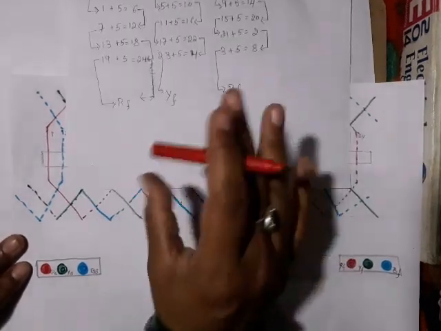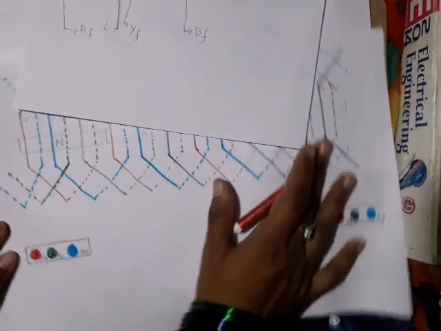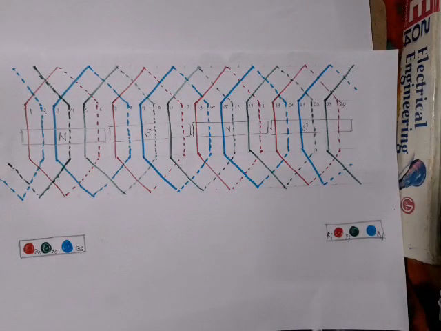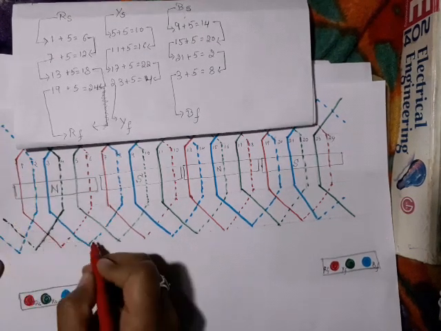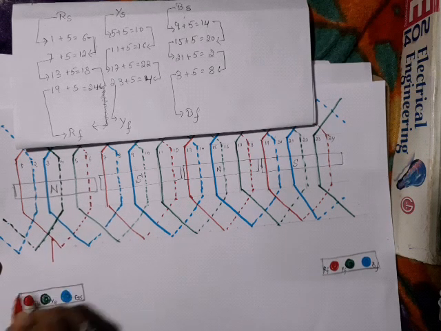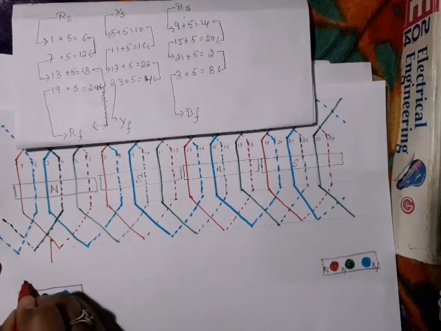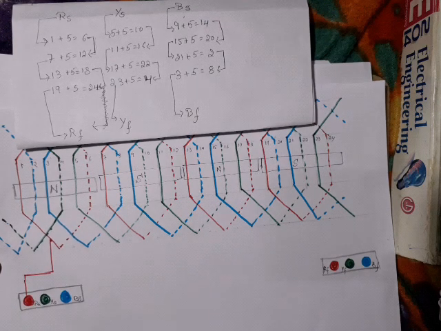First we'll finish off with R. R start is connected to winding number 1. Where is winding number 1? So this is winding number 1. R start should be connected to winding number 1. So I'm going to connect R start to winding number 1.